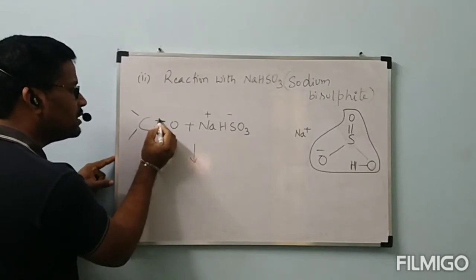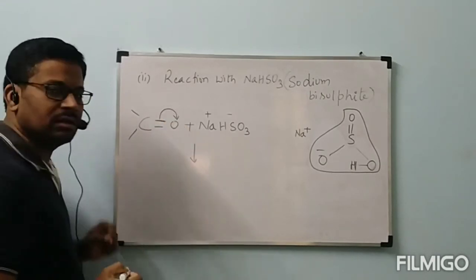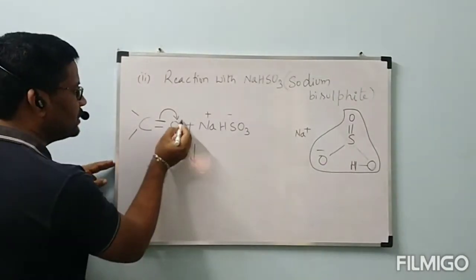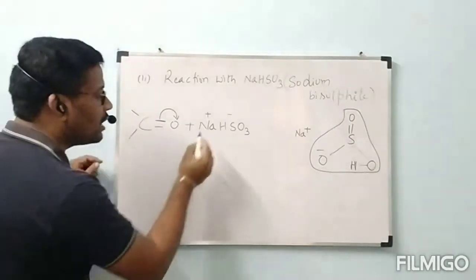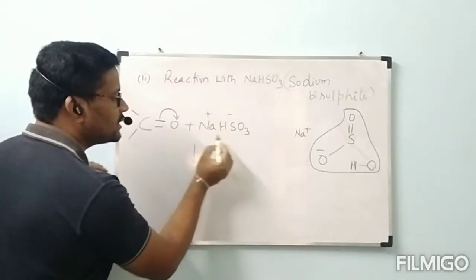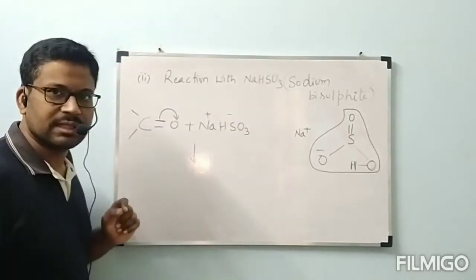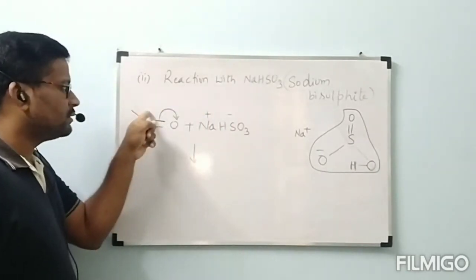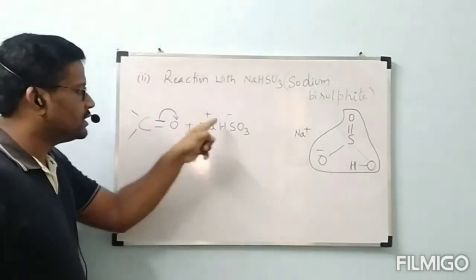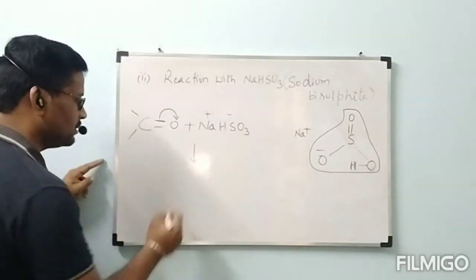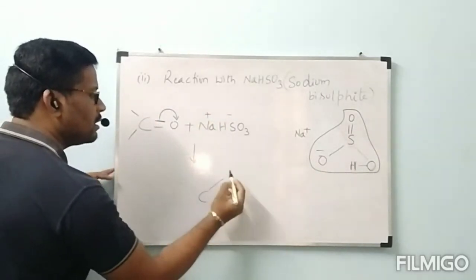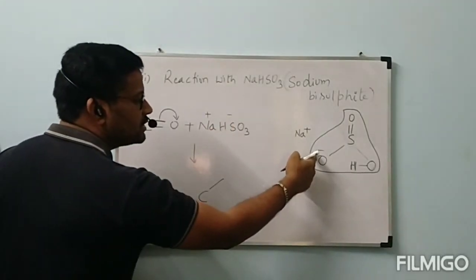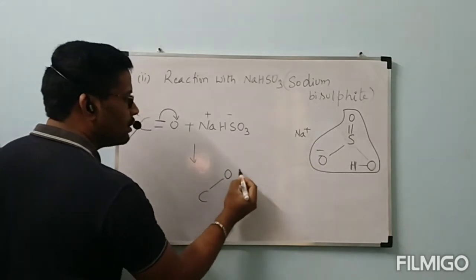Out of the double bond, this pi bond will be shifted to oxygen. Then oxygen is getting negative charge and carbon is getting positive charge. Out of these two, which one is positive? Na plus, and this is HSO3 minus. Then this HSO3 minus will react with carbon. Actually, in this HSO3 minus, the charge is on O minus.